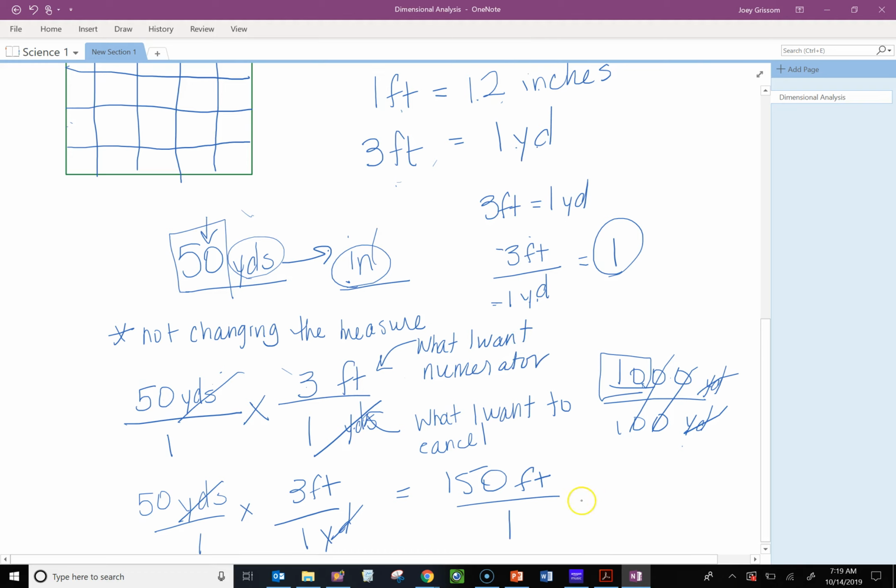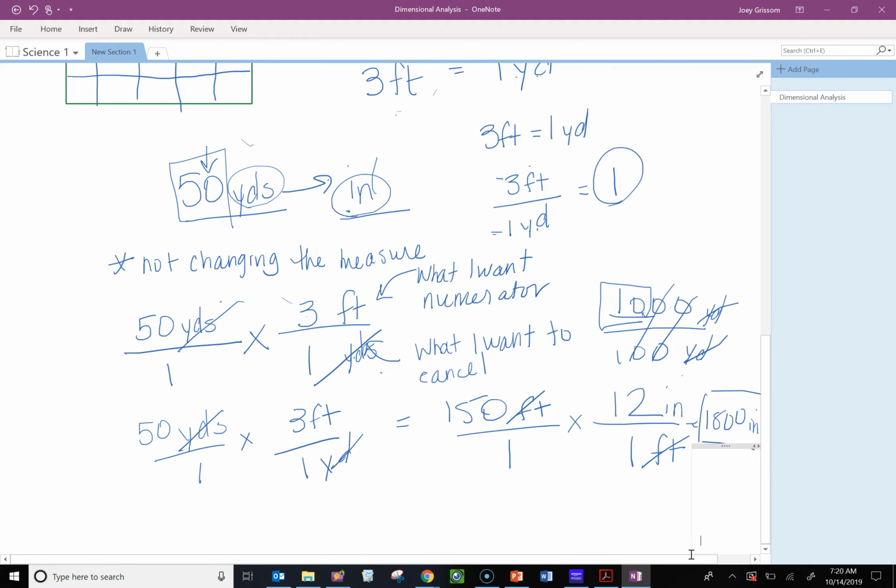Like before, I'll set this over 1, and then I can multiply it by my conversion factor. I know that for every 1 foot, I have 12 inches. So what do I want? I want the unit inches in my numerator, so I'll add 12 here. What I want to get rid of is feet. I know that 1 foot is 12 inches, so I'll put that in the denominator. My feet cancel out. I multiply my value, 150 by 12, and I can get my final value in inches, which is 1,800 inches. So that 50 yards I started with is now 1,800 inches.